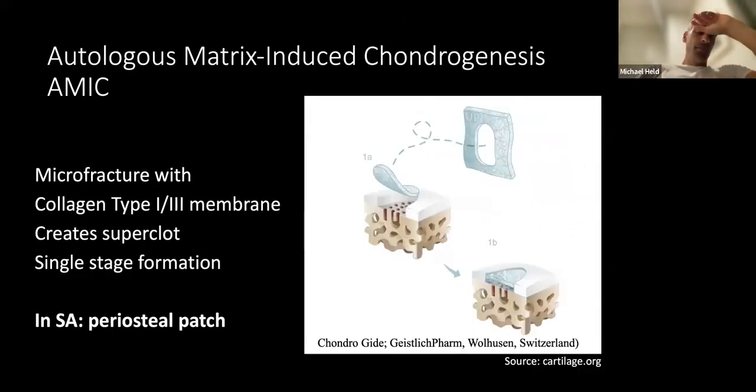And then there are ways to augment healing, and one of them is matrix-induced chondrogenesis. That basically means you do a microfracture and you put some form of a patch onto that defect, and that patch is supposed to absorb and promote the clot that then turns into a fibrocartilage. And they're available to buy overseas. And some surgeons in South Africa actually just put a periosteum on the defect to allow the clots to form and not to wash away with synovial fluid.